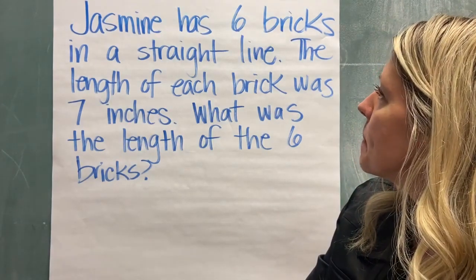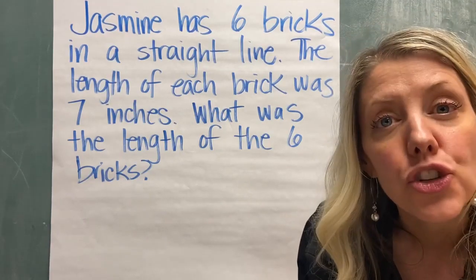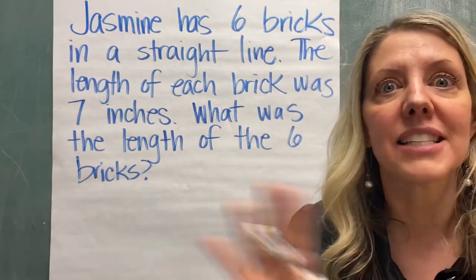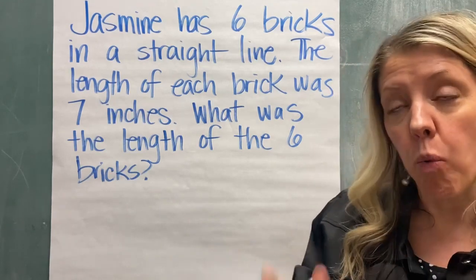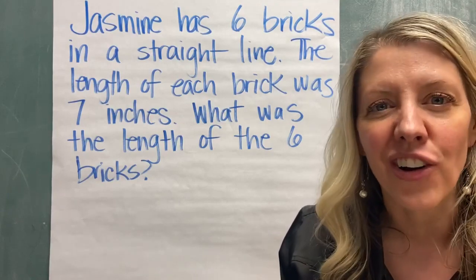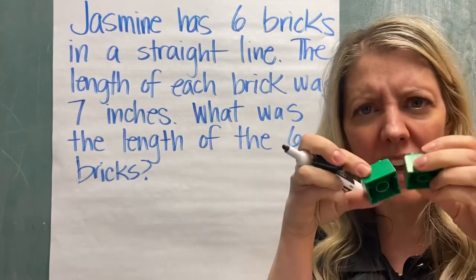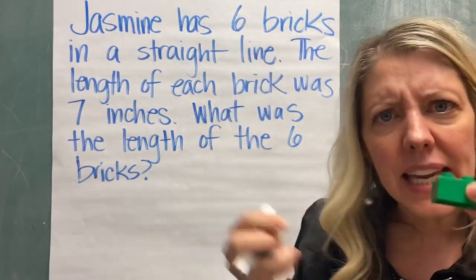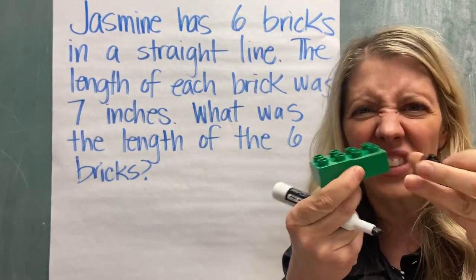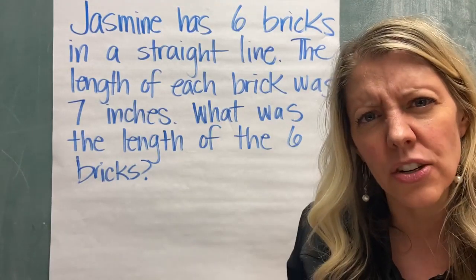Jasmine has 6 bricks in a straight line. 6 bricks. I wonder what she's doing. Building a wall? Maybe like a castle wall? Or like a wall to keep a brother or sister away? Or maybe she has a garden and she wants a wall. It's like blocks, right? So she has 6 of these all in a straight line. I only have 3, but she has 6 of them in a straight line. Can you kind of see that in your head?